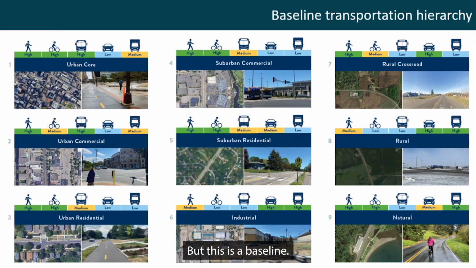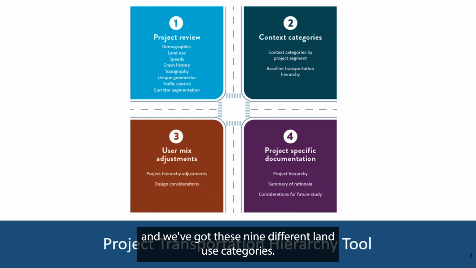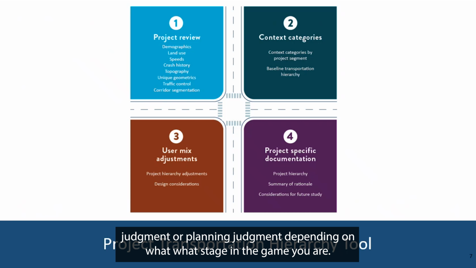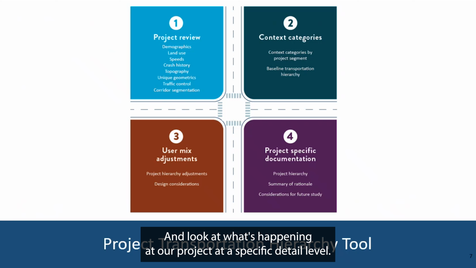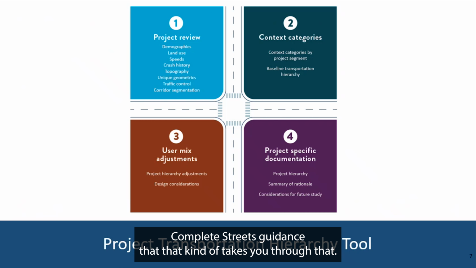This is a baseline, and the reason it's a baseline is because we're Minnesota and we've got these 9 different land use categories, and we know that we need to do our job. We need to use engineering judgment or planning judgment, depending on what stage in the game you are, and look at what's happening at our project at a specific detailed level. So we've come up with this process for the Minnesota Complete Streets guidance that kind of takes you through that.